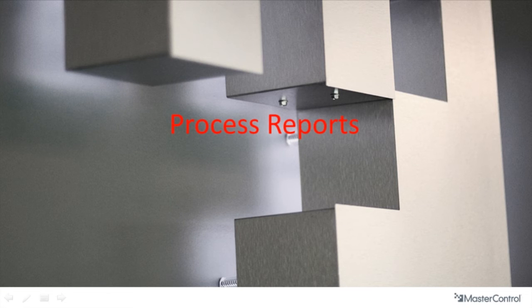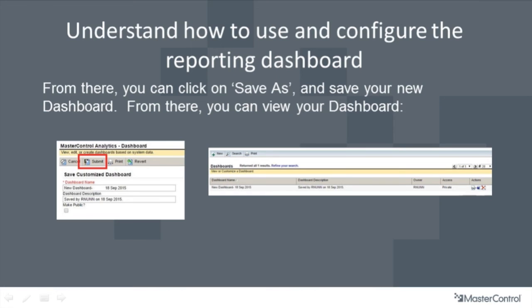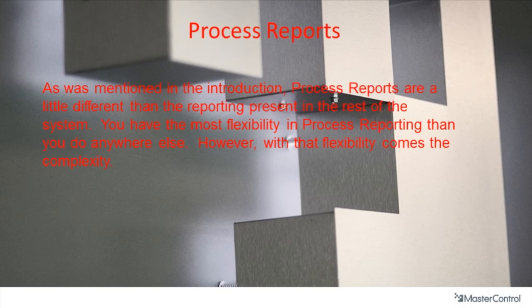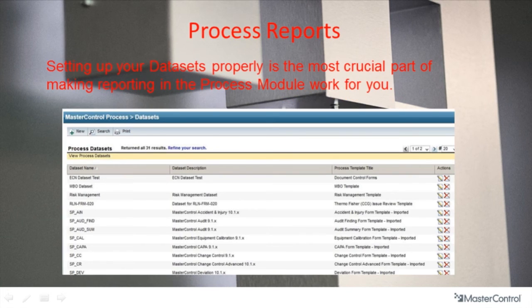Okay, all right. So process reports. As I mentioned at the outset, process is a bit of a different animal with regards to reporting. You have more flexibility and more complexity there than you do in the other parts. So here's a general screen of the data sets. Like it says here, setting up your data sets properly is the most crucial part of making reporting in the process module work for you. So you get your data sets set up properly, and then you should be good to go.